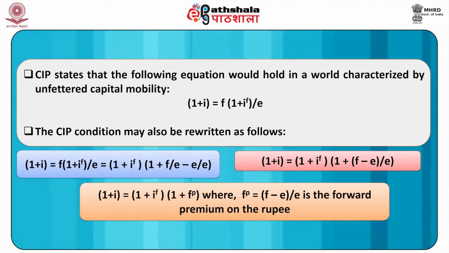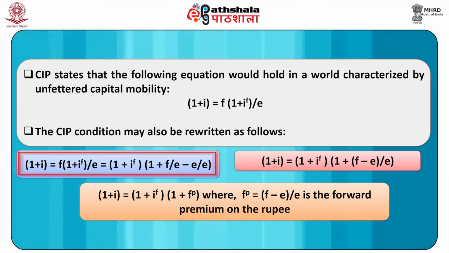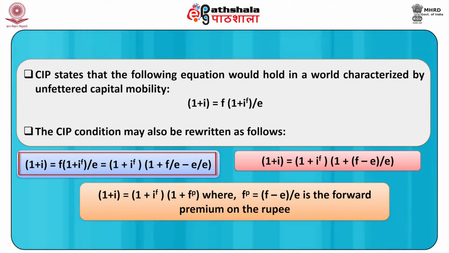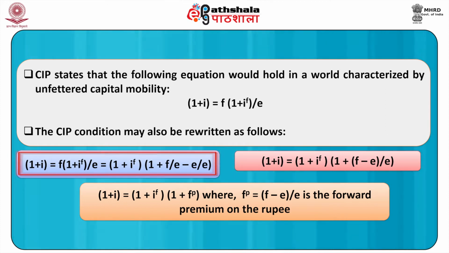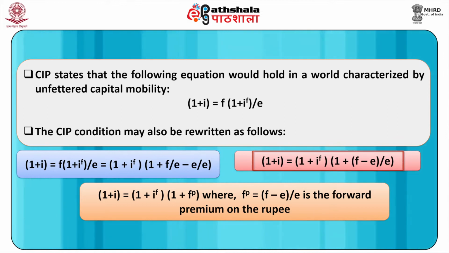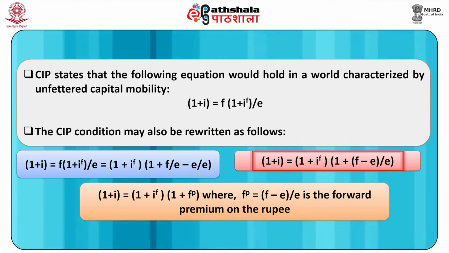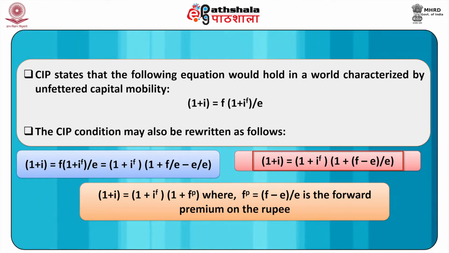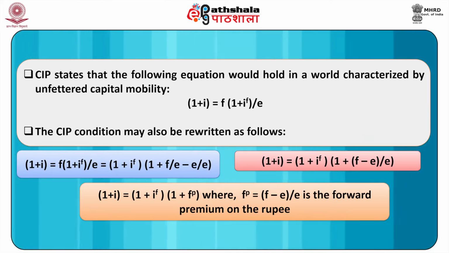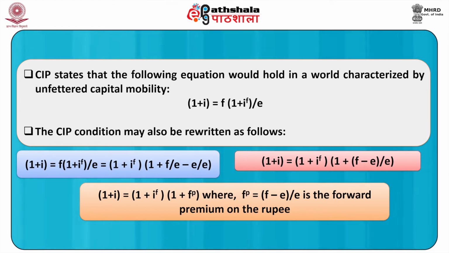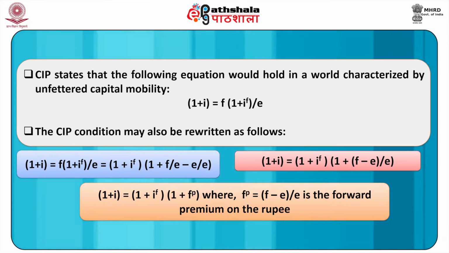The CIP condition may also be rewritten as follows: 1 plus I is equal to function of 1 plus I raised to power F divided by E. It is equal to 1 plus I raised to power F multiplied by 1 plus F divided by E minus E divided by E, or 1 plus I is equal to 1 plus I raised to power F multiplied by 1 plus within bracket F minus E close the bracket divided by E, or 1 plus I is equal to 1 plus I raised to power F multiplied by 1 plus F raised to power P, where F raised to power P is equal to F minus E divided by E. It is the forward premium on the rupee.